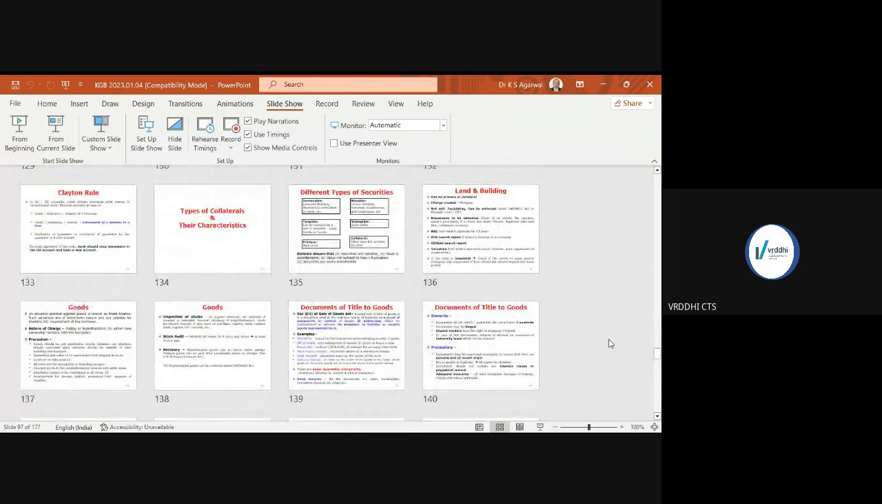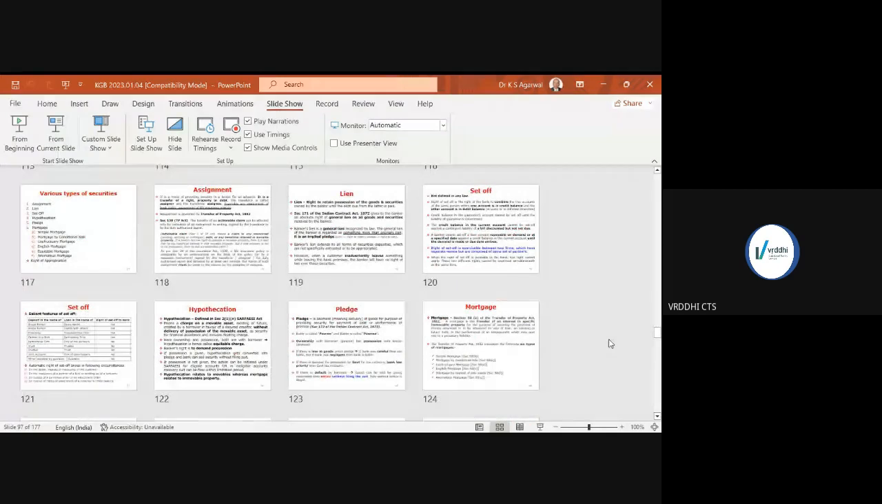But Agrawalji, this detail on various types of lien, various types of mortgages, and pledge will be useful for the candidates, so I will be including it in the PPT. They can go through it. When is their examination?